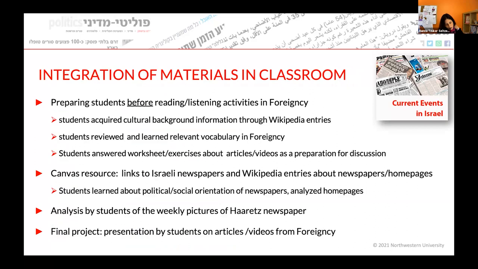After presenting to the students two homepages of two different newspapers, their presentation was about such a newspaper. They basically chose a newspaper and presented in class using the information from Wikipedia they also had available about it. Their second presentation was to select one picture from the weekly pictures in Haaretz newspaper.